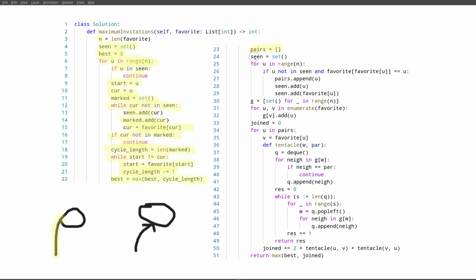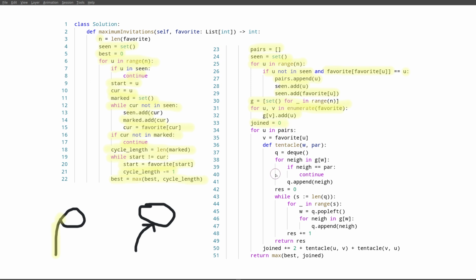Finding pairs is trivial, so we'll be maintaining all the seen nodes again, and we go for every node. A node is a pair if we haven't seen it, and the favorite of its favorite is back to that node, add it to the pairs, mark both nodes as seen. And now we want to have the reverse graph from the original graph, so we just calculate it, because we want to be able to go to those tentacles. Those tentacles have to end at a node from the pair, so you have to go backwards along that path. So that's why we need the backwards graph.